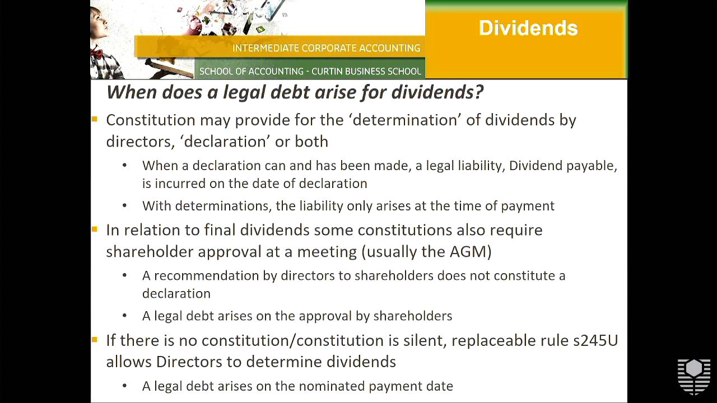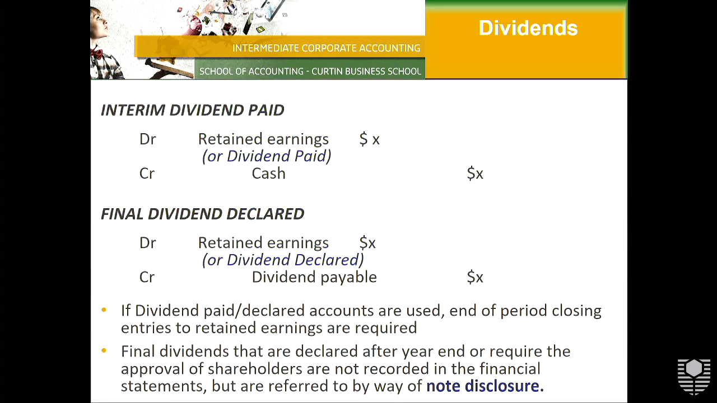So again, when does the legal debt arise for a dividend? When it is declared. Often, it may require further ratification at an annual general meeting as well. So they determine a dividend, then they have an annual general meeting and the shareholders agree to pay that dividend. But when it is declared, that is when it becomes a legal liability.